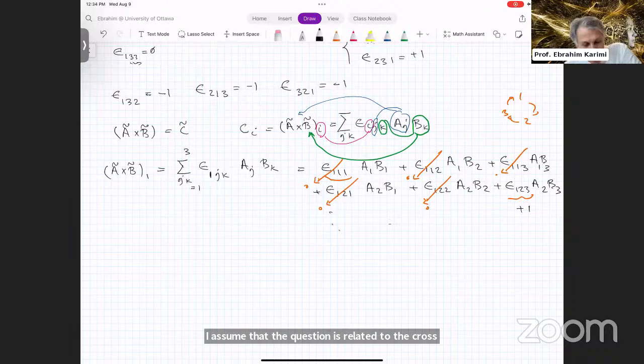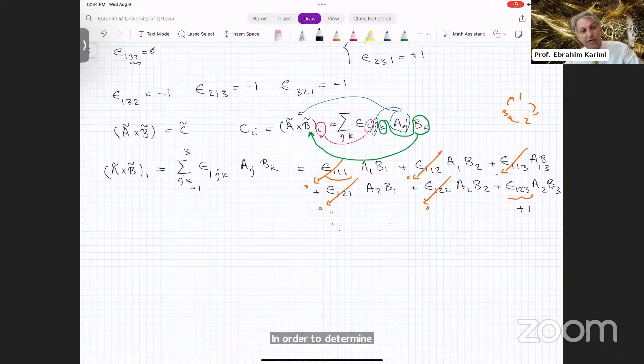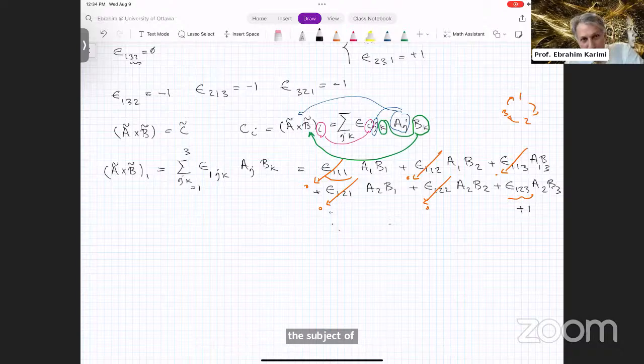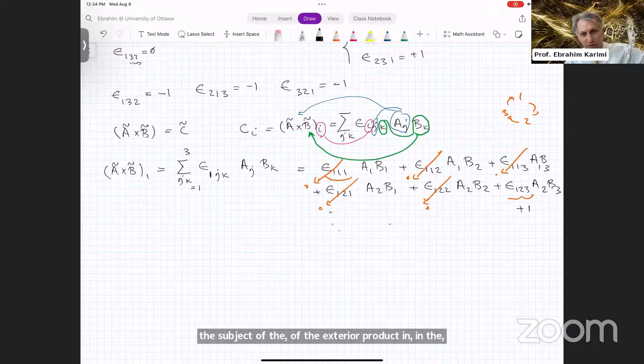No. The simple answer is no. You will see it when you go to determine the cross product: you have to define it in the 3-dimensional space. And if I'm not mistaken, it can also be defined in 7 dimensions, not more than that. In order to do something similar to what I described here, you have to go with the wedge product, which will be the subject of the exterior product in the tensor and manifold calculation that we will be discussing at the end of chapter 2.